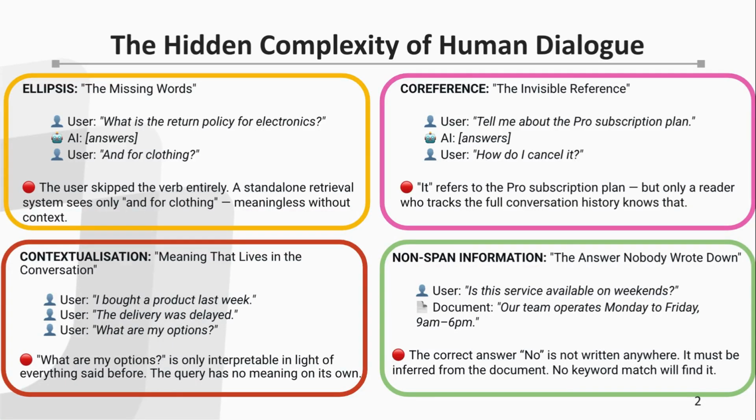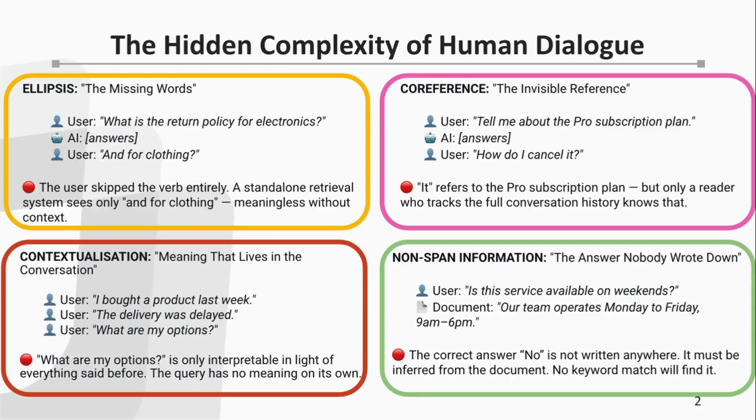Before we get into how we solve these problems, it is worth understanding exactly what makes real conversations so difficult for AI systems. Or to be more precise, provide some characteristic difficult cases, like the four ones that you see on the screen. The first challenge is ellipsis, when users leave words out because the context makes them feel obvious. And for clothing, is a perfectly natural follow-up question for a human, but for a retrieval system, reading that query in isolation, it is almost completely uninformative.